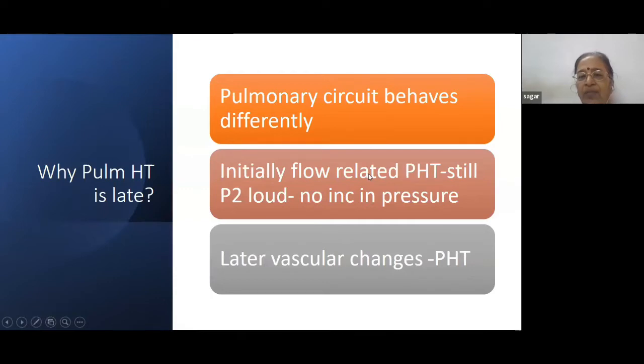The flow related hypertension is what we call hyperkinetic. The P2 can be loud even though there is no increase in pressure. This is the point at which we call it hyperkinetic pulmonary hypertension. Later on, like we said, vascular changes will occur and pulmonary artery pressures will go up. So this is one unique phenomenon of an ASD where you get a loud P2 in spite of not having an increase in the pulmonary artery pressure.